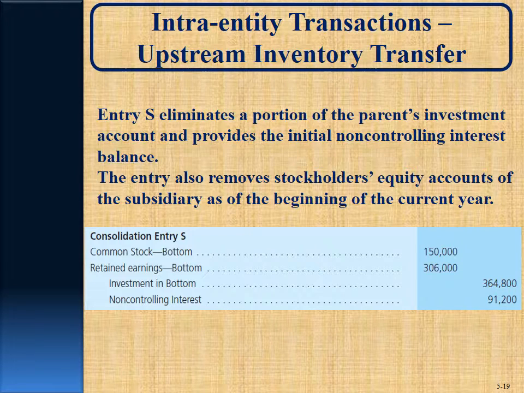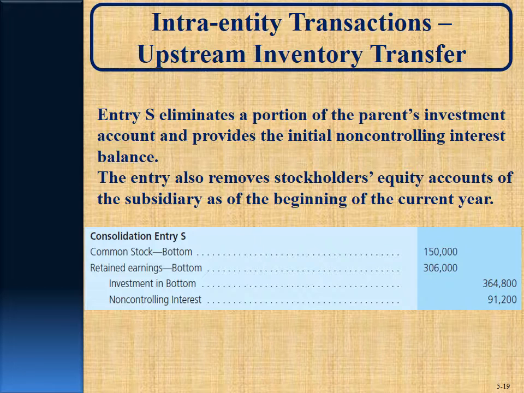Now, entry S eliminates a portion of the parent's investment account and provides the initial non-controlling interest balance. And we've done that in previous chapters. So the entry also removes stockholders' equity accounts of the subsidiary as of the beginning of the current year. So if you're looking at the downstream, and I believe that's, oh, this is the upstream worksheet. Go to page 213 and we'll show you how they got these numbers.